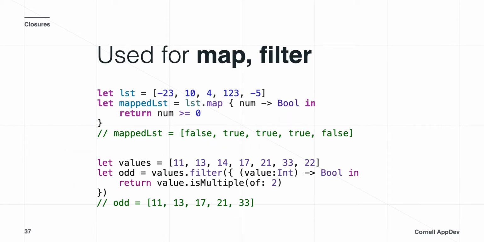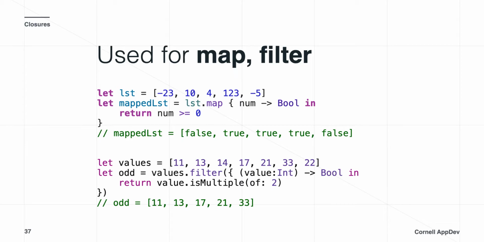And then very similarly, you can also use a closure for map and filter. If you have a list of numbers and you want to map whether the numbers are greater than or equal to 0, you can just do list.map and the closure, where num is the parameter and it returns a boolean, and you return whether num is greater than or equal to 0. What that does is map each number in the list into a boolean of whether the number is greater than or equal to 0.